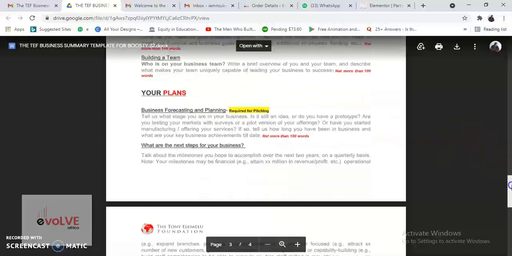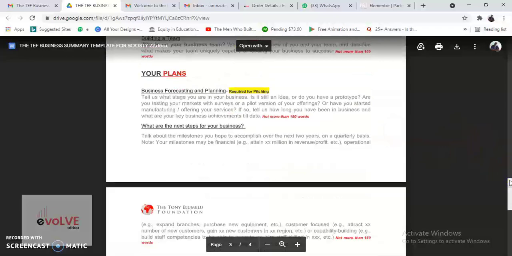And here comes the last part, and that's your plans, your business forecasting and planning. Here you tell the organization, are you in the idea stage? Are you in the growth stage? Are you in the scaling stage? Or do you just have a prototype? Or you don't even have anything at all, you're just starting. This is where you have to tell the foundation the level you are at.